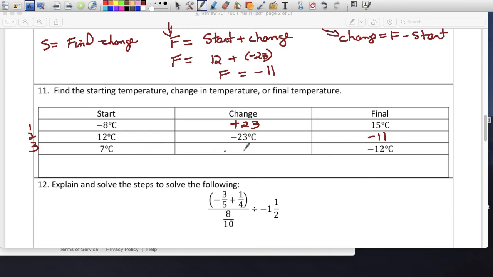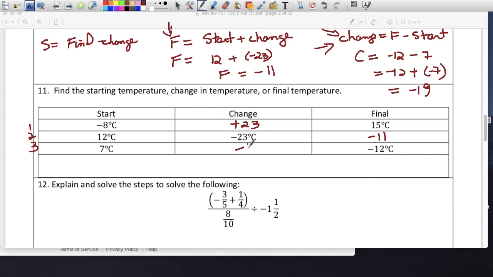Third one, we want change again. Oh, I messed up. I should have put one question was the start. But it's okay. So I want to change again, and I'm going to use this one. So change, C, is the final, negative 12, minus what's the start, 7. Keep, change the subtraction to addition, and change the 7 to negative 7. And negative 12 and negative 7 is negative 19.